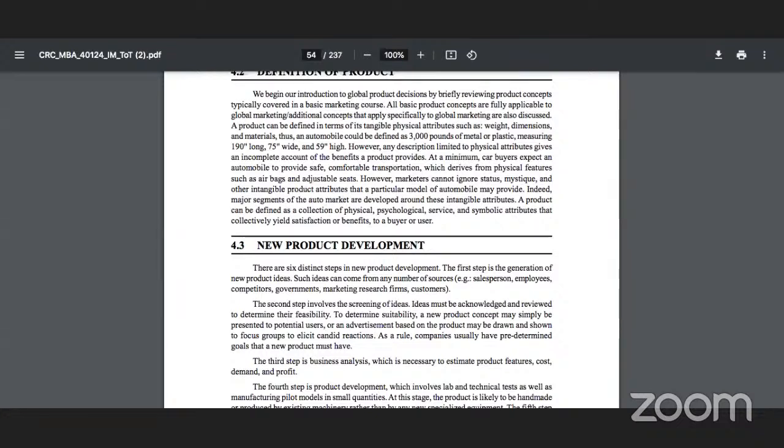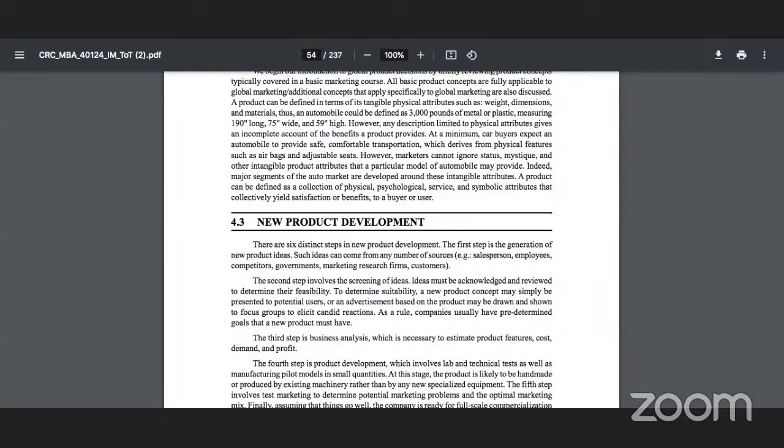For example, when we talk in terms of an automobile, we clearly say that the automobile has this kind of weight, maybe 3,000 pounds of metal or plastic. It measures 190 inches long, 75 inches wide, and 59 inches high. Now, this could vary from brand to brand, product to product, company to company. However, this is a generic explanation of what an automobile's dimensions look like. But this is not all. When we talk of description, we talk about the physical attributes, but that does not give a complete account of the benefits a product provides.